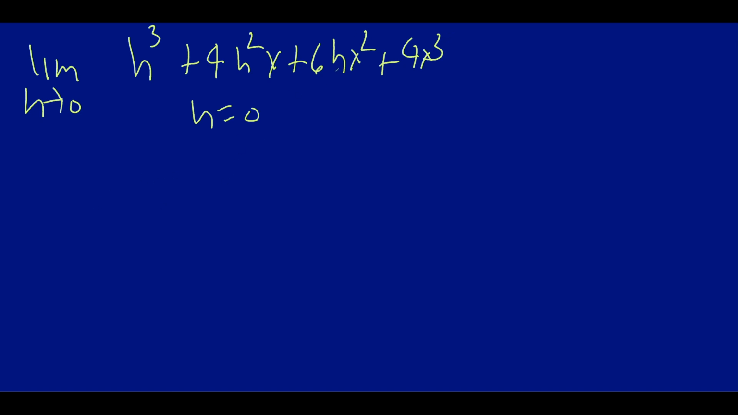And so everything cancels out here. We got h to the third is going to be 0, plus 4h squared, that's going to be plus 0, plus 6hx, well, we got another 0, and then plus 4x to the third. And so essentially our answer is going to be 4x to the third. Now that's the long way to solve it, and it kind of gives you the proof for how it works out.